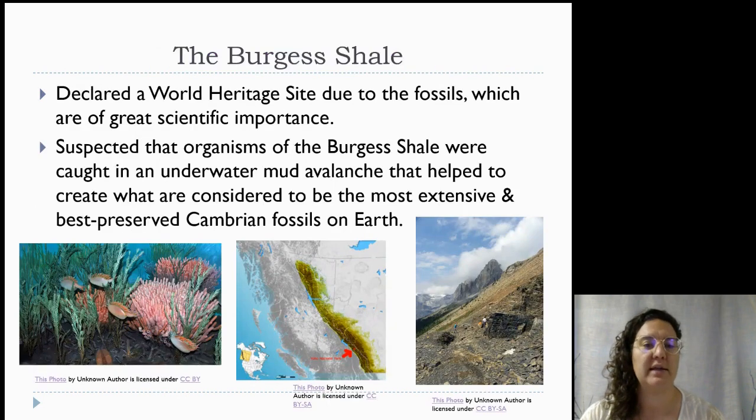So the Burgess Shale is a UNESCO World Heritage Site due to the amazing collections of fossils that are there, which have great scientific significance. It's suspected that the organisms on the Burgess Shale were caught in an underwater mud avalanche, which helped to create one of the most extensive and best preserved Cambrian fossil beds on Earth.